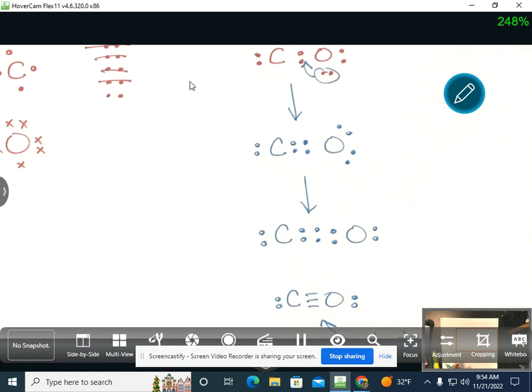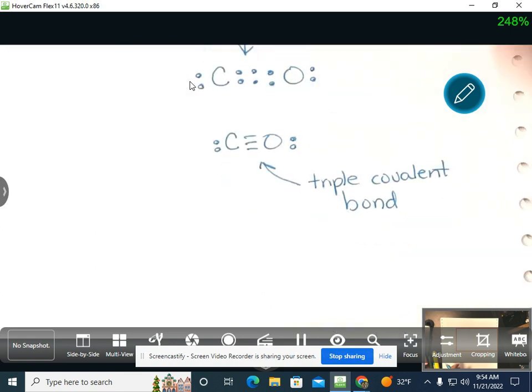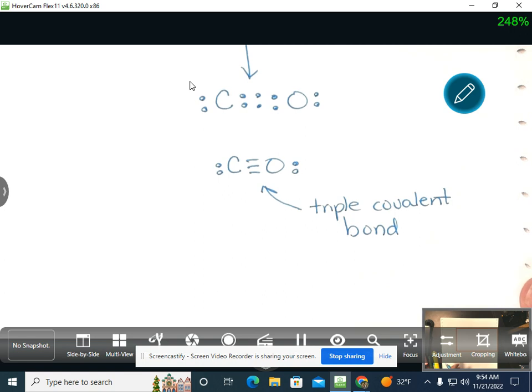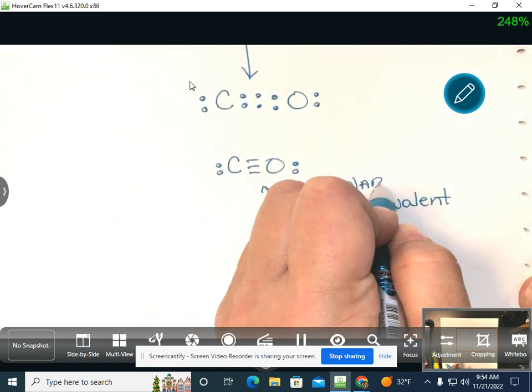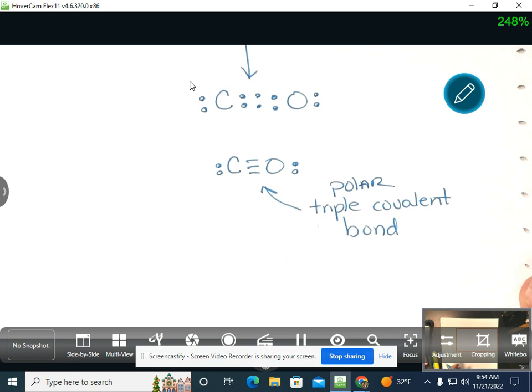It's not trigonal. Is that a triple covalent bond? Polar or nonpolar? Jill, think before you open your mouth. It is polar, okay, because it's 2 different elements. So this is a polar triple covalent bond.